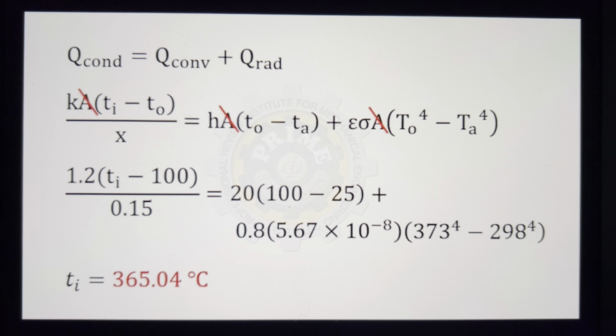Okay, so again, nakuha natin yung temperature ng inner surface ng wall using the first law of thermodynamics. So yung energy in is the Q due to conduction, then yung energy out is yung Q due to convection saka yung Q due to radiation. So the final answer is 365.04 Celsius.